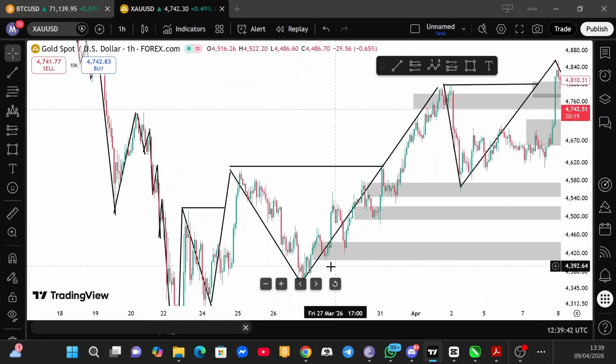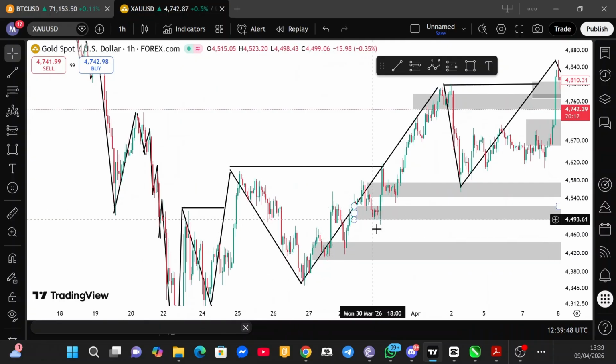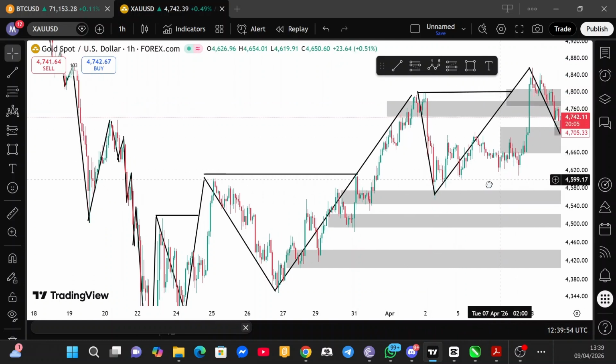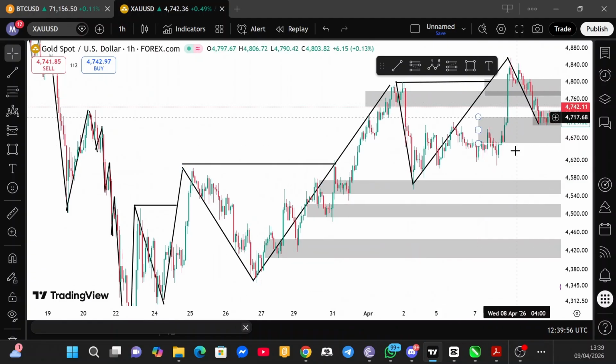That's a bullish market. And then it began to create higher highs and higher lows, higher highs, higher lows, and so on. So we see the market is clearly bullish at this point.